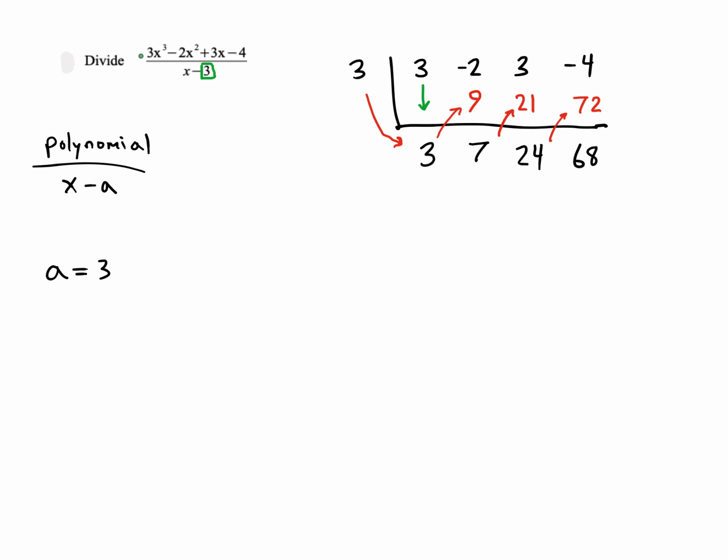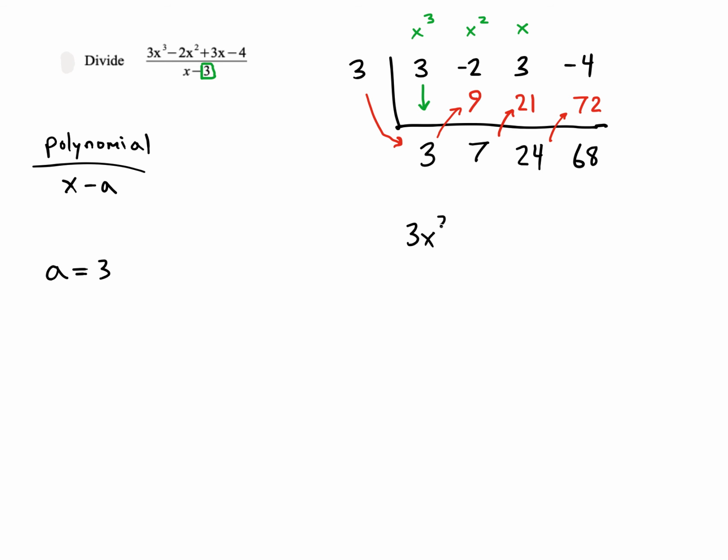Now, if you recall from before, the 3 was attached to x cubed. Negative 2 was attached to x squared. 3 was attached to x, and then negative 4 wasn't attached to any variable. When we assign variables to our results, it has to be 1 power less than it was originally in that column.